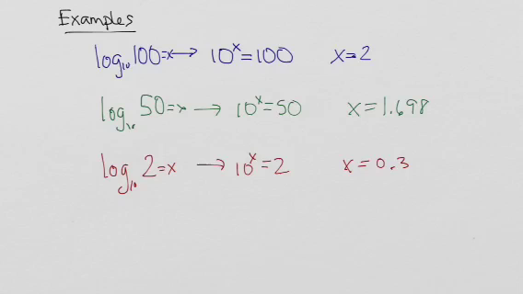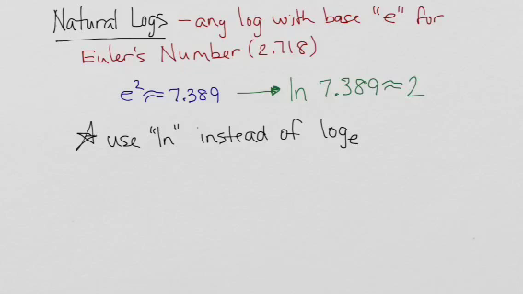The one in blue at the top, we could do that one, but all the other ones came out weird. All right, so what's the other one we can do on a calculator? Well, it's called a natural log. It's any log with base e, which is Euler's number. And yeah, it's weird that the guy's name is pronounced Euler.